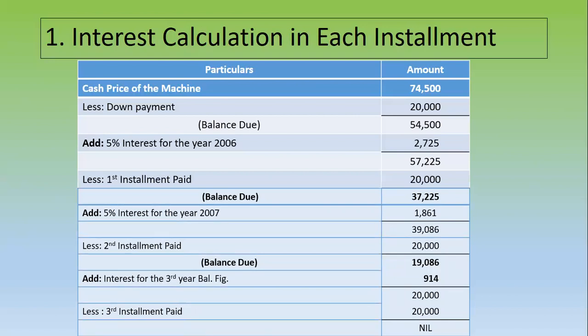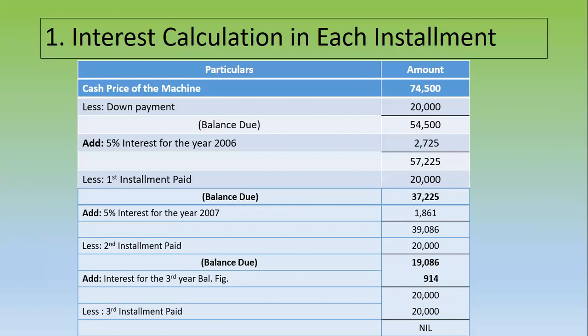And again we can add second year interest of 5% for 37,225. Right? So 37,225 into 5 divided by 100, you will get 1,861. So if you add this value, the balance amount will be 39,086, and then you can minus the installment paid for second year, 20,000. So the balance you are getting is 19,086.